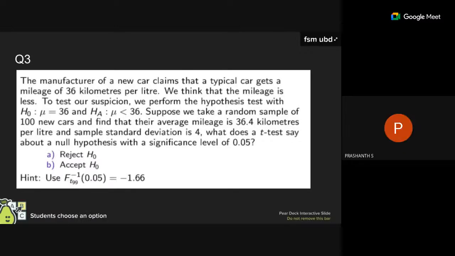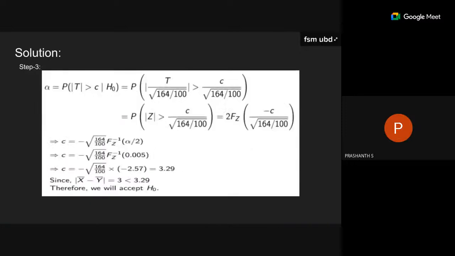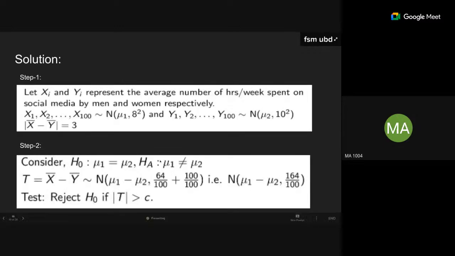Sir, in the previous question, if we have to find power, what alternate hypothesis should we take? Then it will be difficult, right? Which one will you pick? See here, if mu1 is not equal to mu2, then mu1 minus mu2 is the parameter involved in this test statistic.